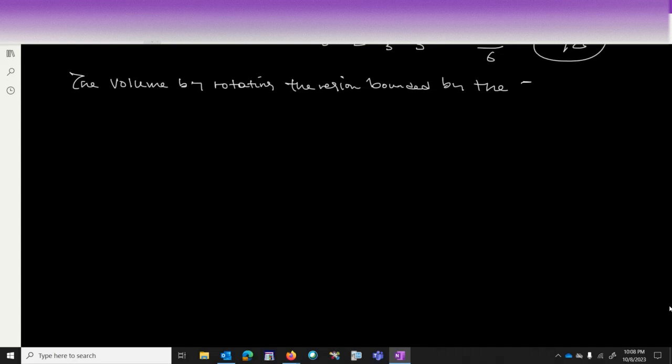The curves y is equal to the square root of x minus 3, y is equal to 0, and x is equal to 4, okay? This is very important. Sometimes in the problem, they might not give you the diagrams, simply the equations.